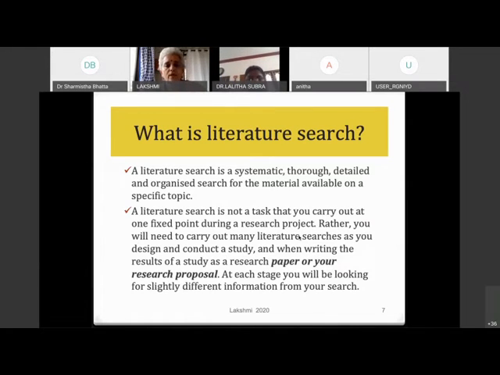A literature search is not a task that you carry out at one fixed point during a research project. Rather, you will need to carry out many literature searches as you design and conduct a study, and when writing the results of a study as a research paper or your research proposal. So at each stage, you will be looking for slightly different information from your search. And you need to remember the example that I gave you yesterday about, when you read the same paper, you read the same paper for different things at different points of time.